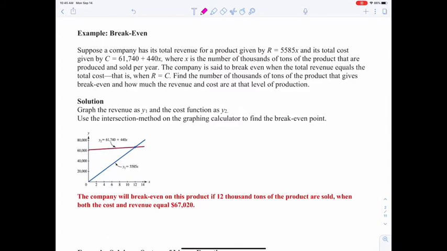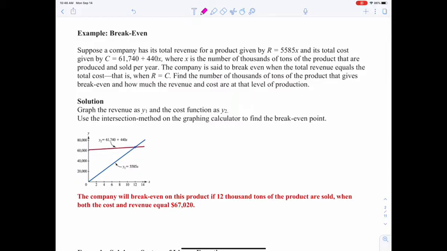So here's an example for break even. Suppose a company has its total revenue for a product given by R equals 5585X, right? And its total cost given by the cost equation 61,740 plus 440X, where X is the number of thousands of tons of the product that are produced and sold every year. The company is said to break even, again, when the revenue equals the cost, when R equals C. Find the number of thousands of tons of product that gives the break even, and how much revenue and cost are at the level of production.